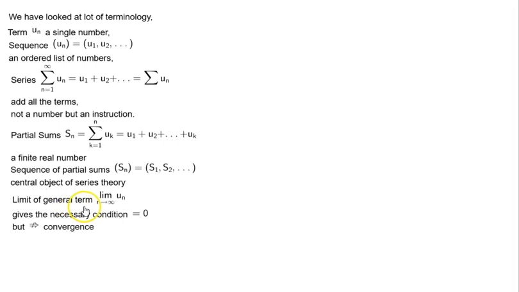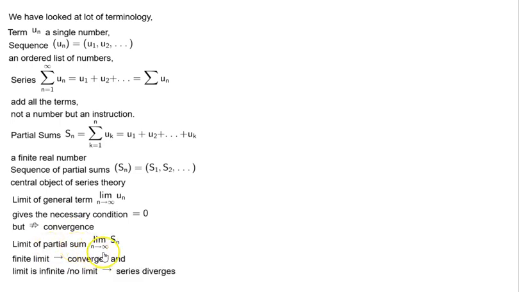A limit of the general term, as n goes to infinity of u sub n, gives the necessary condition, that is, it should be equal to 0. But remember, it does not imply convergence. Limit of partial sum, limit as n goes to infinity of s sub n: if we get a finite value, it means the series converges. And if the limit is infinite or there is no limit, then we say the series diverges.